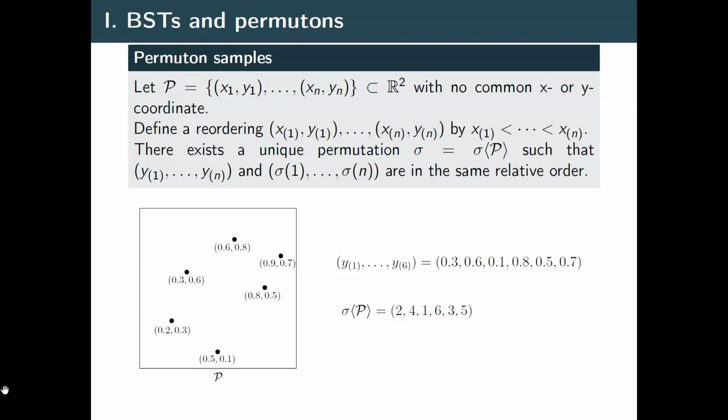Then you read 0.6, then 0.1, 0.8, 0.5, and 0.7. And when you do this operation, you get this permutation, which has the same relative orders as the sequence of y coordinates. Okay, so that's just a deterministic construction. If you have a point set, you can use it to define a permutation.